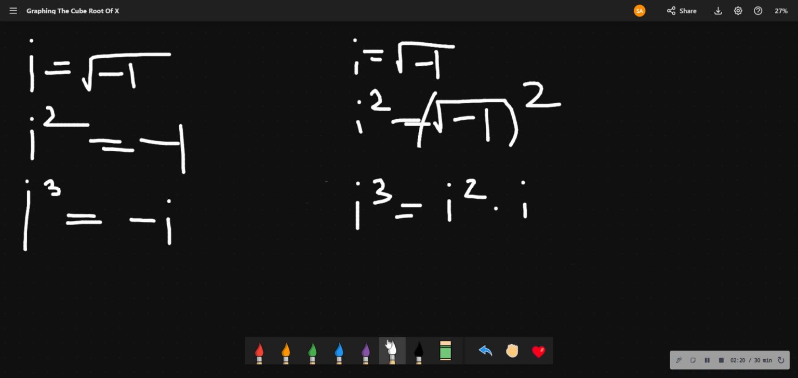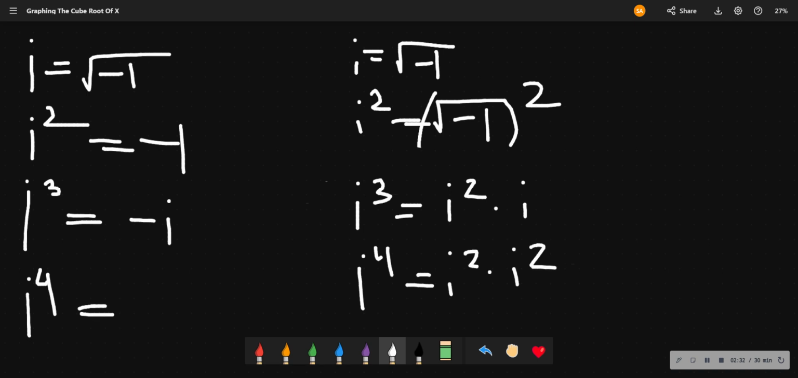And let's keep going. So now what is i to the fourth? i to the fourth is nothing but i squared times i squared, correct? And i squared is -1. So -1 times -1 is basically the operation you're doing. This is a 1, by the way, not a -i. So -1 times -1 is just 1. So i to the fourth is just 1.